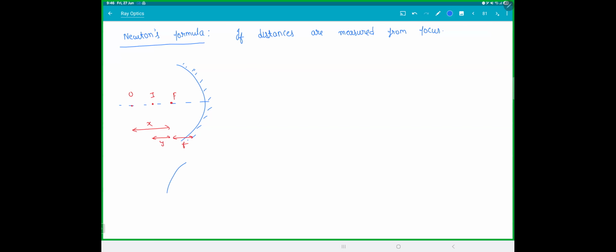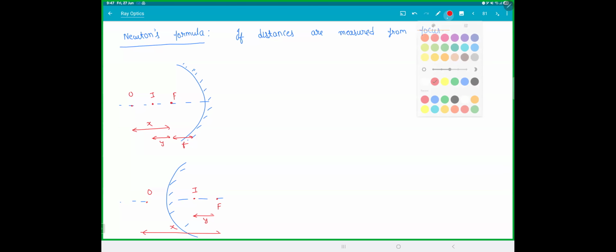Same thing you can even do with the convex also. In convex, this will be the focus, this will be I, this will be object, this will be y, and this will be x. Same thing, you can use the sign convention and get it. I'll use it for the concave.